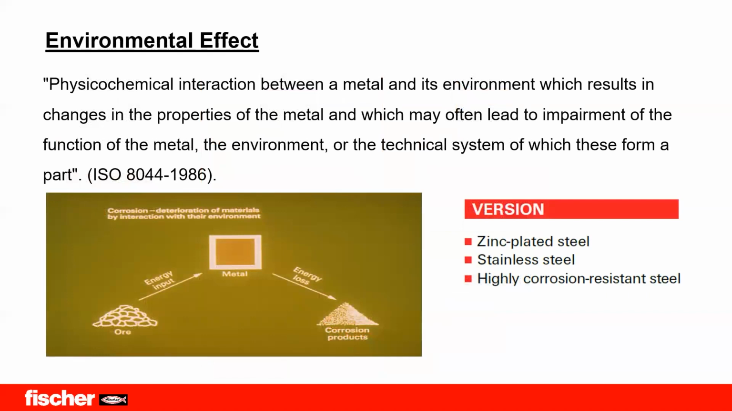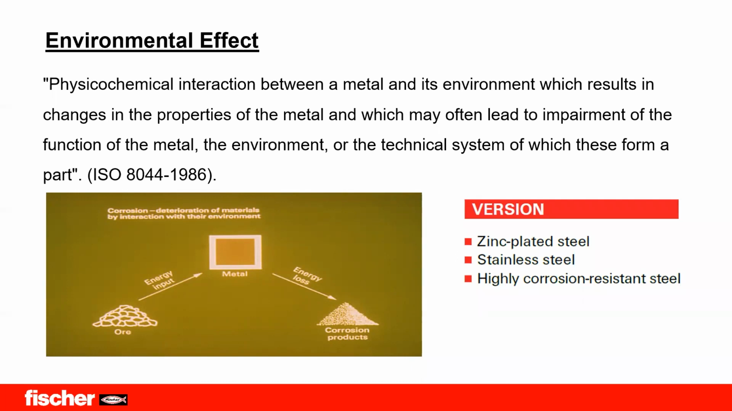A very important point is environmental effect. You have to choose your anchor based on your environmental condition, inside, outside, where you are fixing. Most of the time a physico-chemical interaction between metal and its environment makes a change in the properties of the steel anchors, which can also affect the performance of your steel anchors. So that's why Fischer has different versions of anchoring, which are zinc plated steel, stainless steel, and high corrosion resistant steel.